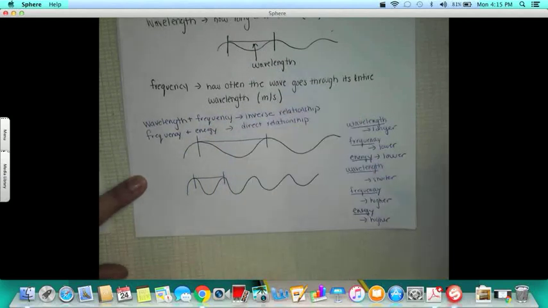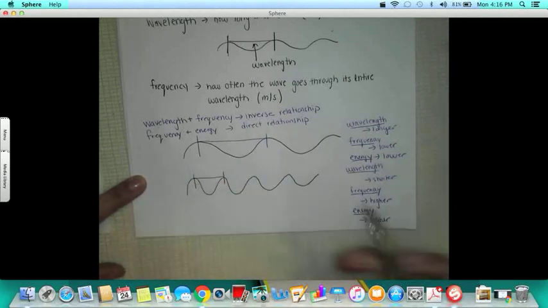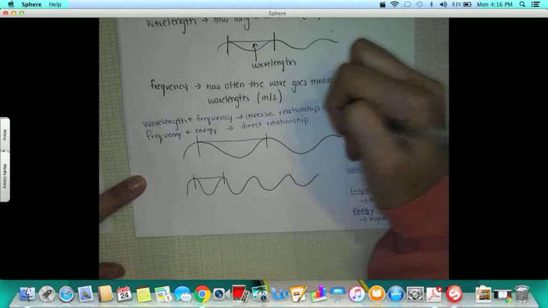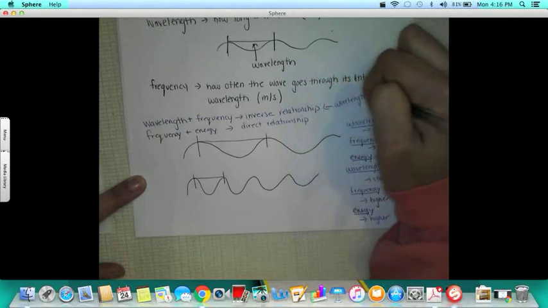Okay, and the last thing that we have to compare is wavelength and energy. So wavelength is longer, energy is lower, or wavelength is shorter and energy is higher. So that means that it's going to follow an inverse relationship. So an inverse relationship is also going to be wavelength and energy.